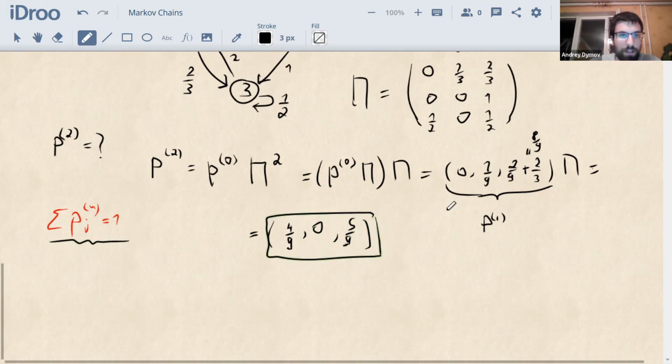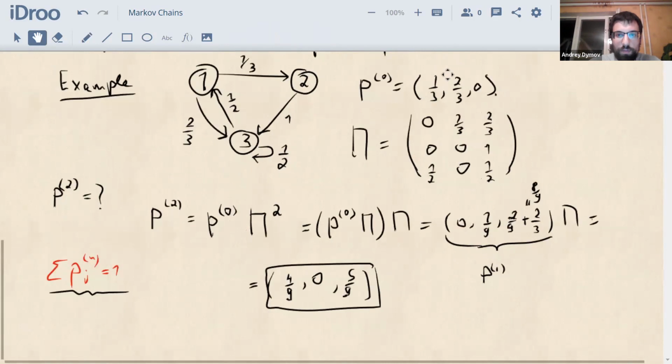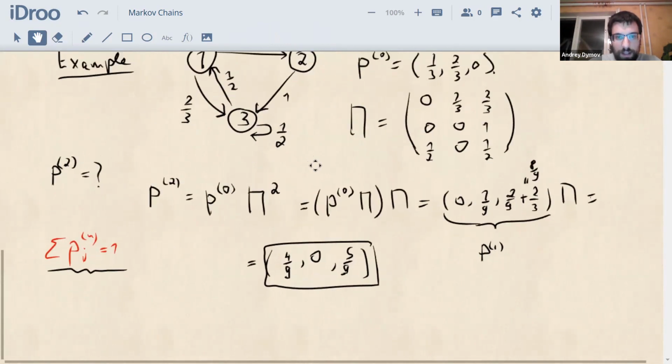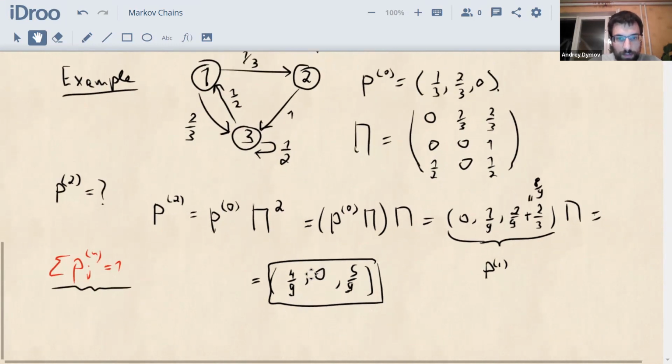So the probability, if you start at the position 1 with probability 1/3, at the position 2 with probability 2/3, then at the second moment of time the probability to be at the position 1 is 4/9, at the position 3 is 5/9, and at the position 2 is 0. Indeed, it's easy to see that the probability to be at the position 2 is 0, because I cannot start from the third position, right? Because the probability is 0.